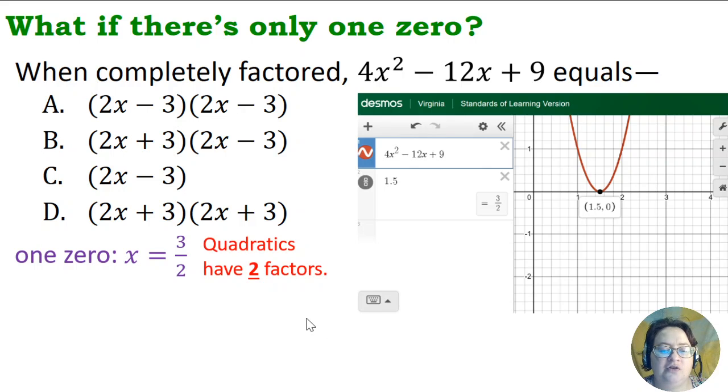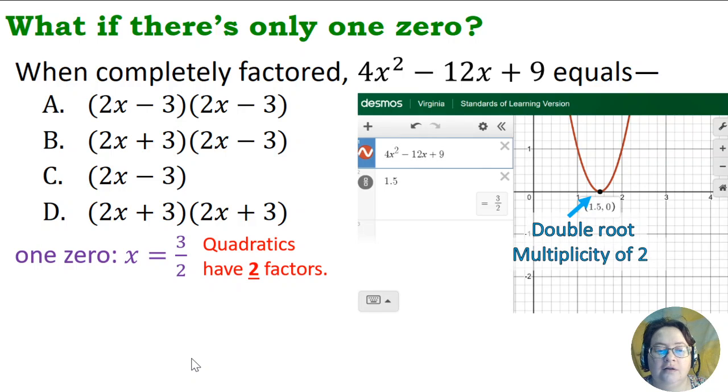but quadratics have two factors. So let's look at this. That means that this is a double root. So I'm going to have a double root at 3/2, which means that factor is going to be squared. So multiplicity of 2, that tells us that the square is our exponent. So our factor will be squared.